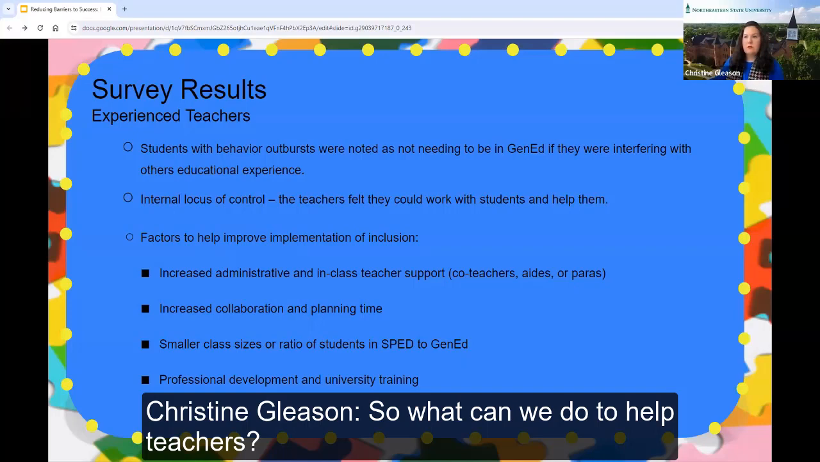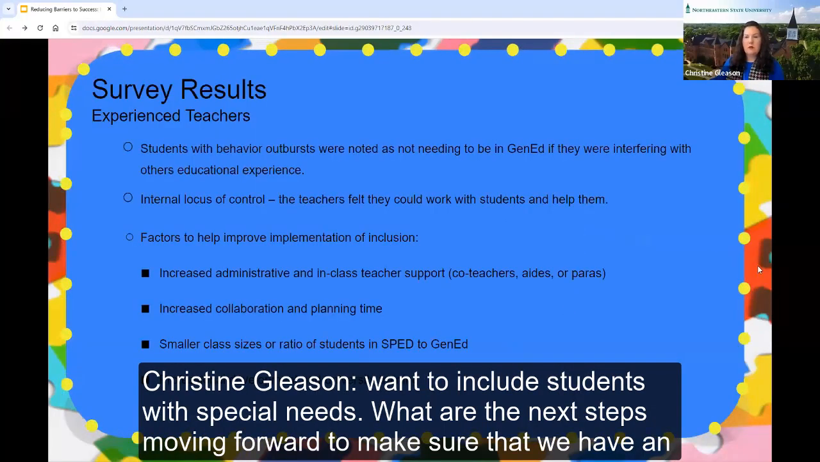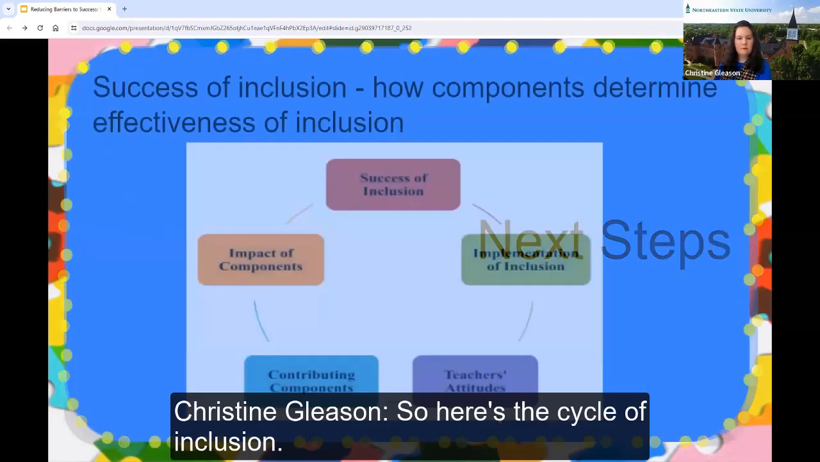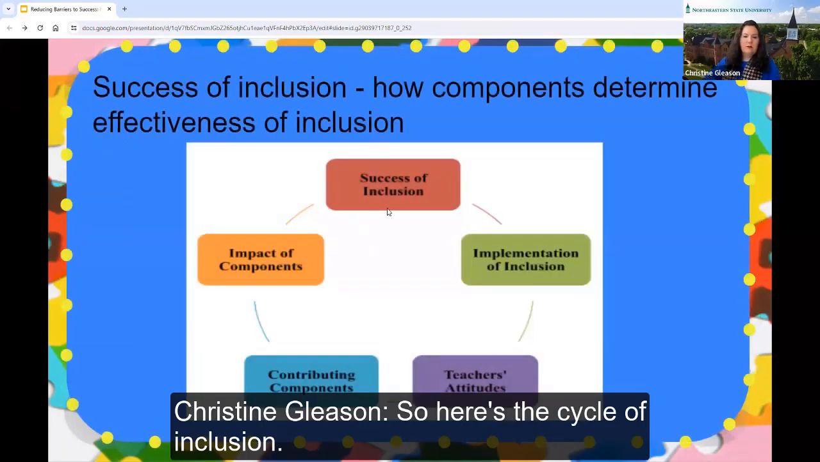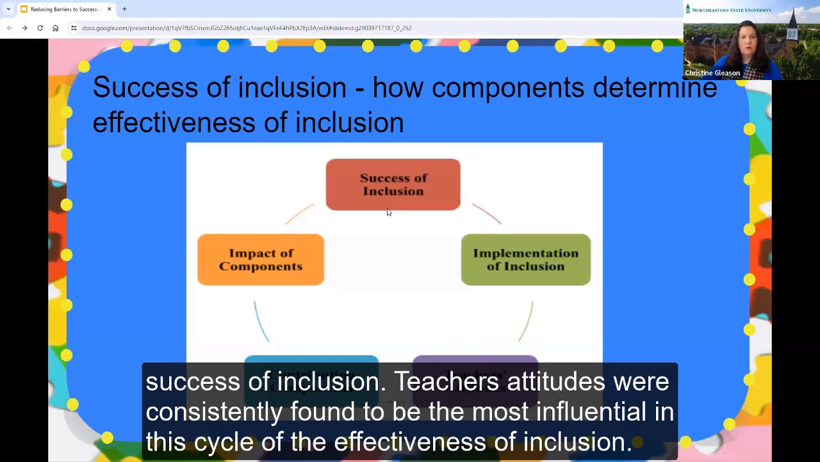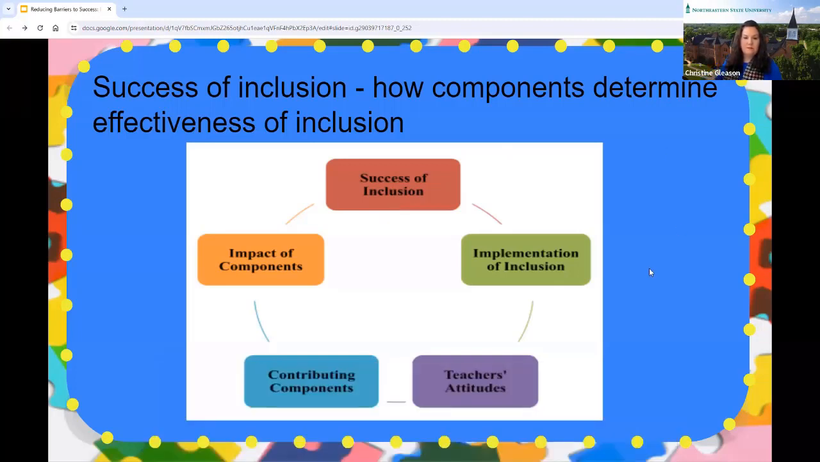So what can we do to help teachers want to include students with special needs? What are the next steps moving forward to make sure that we have an effective model for inclusion? So here's the cycle of inclusion. We have the implementation of inclusion, teachers' attitudes, contributing components, impact of components, and success of inclusion. Teachers' attitudes were consistently found to be the most influential in this cycle of the effectiveness of inclusion.